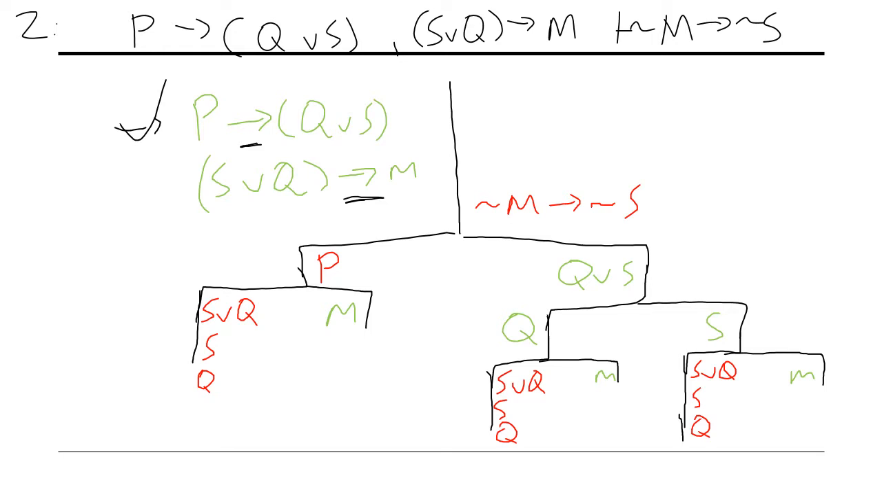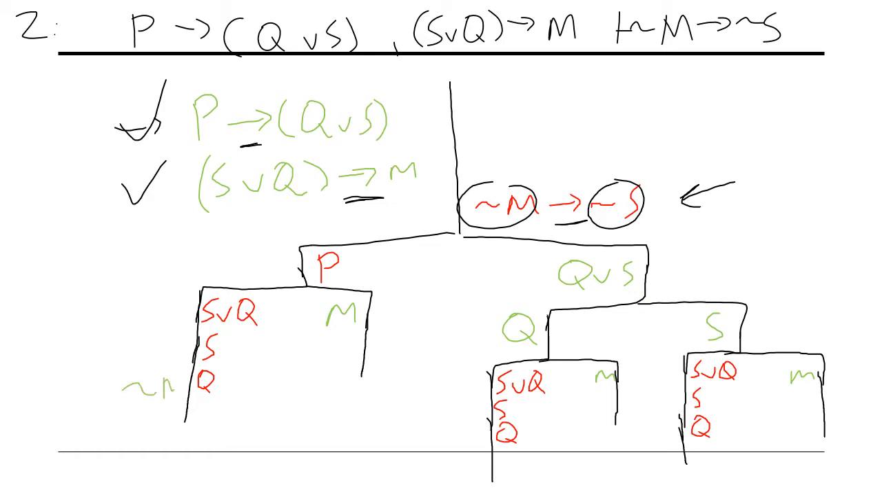Now we just need to break down our conclusion here. Main operator is the arrow. This tilde goes with this M. This tilde goes with this S. So breaking down an arrow, it's on the right hand side. We're just going to stack. And we're going to put not M on one side, not S on the other. Not M, not S, in each of the branches.